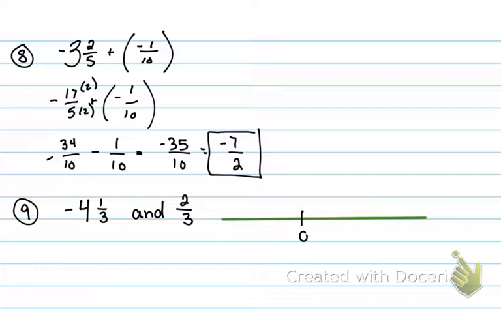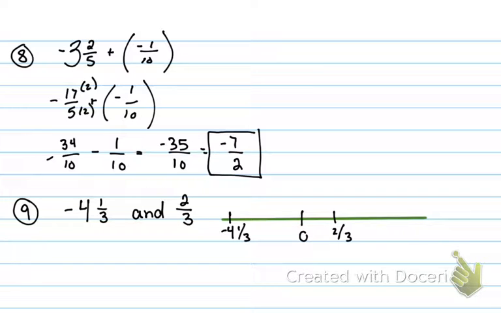Okay? So here's 0. Where is negative 4 1/3 compared to 0? To the left or to the right? To the left, right? Negative 4 1/3 is somewhere over here. What about 2/3? Where is that related to 0? Okay, it's to the right. It's like 2/3 over here. So my rule says when two values are on opposite sides of 0, I can add their absolute values together.